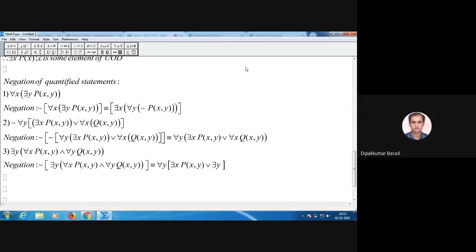Such that, okay, now this is not p of xy, not q of xy. In bracket, I have there exists x, negation of p of xy. Yes, negation of p of xy, I have to write this. In a similar manner here, there exists y, or negation of q of xy. Okay, so this is the negation of the whole statement.